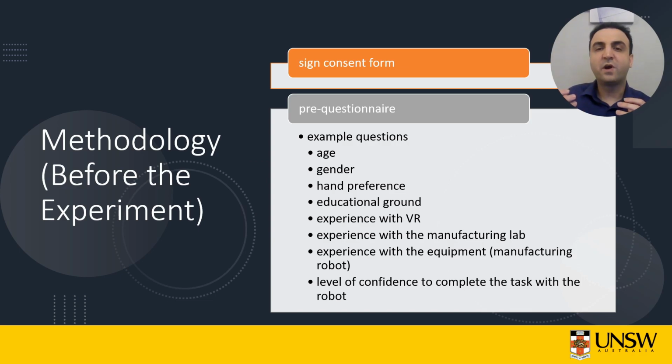Regarding the process of conducting each experiment, we divided it into three distinct sections: before the experiment, during the test, and after the test. Before the test begins, participants are required to complete a consent form, then fill out a pre-test questionnaire that includes questions about their age, gender, prior experience with VR, and their familiarity with the target lab equipment.